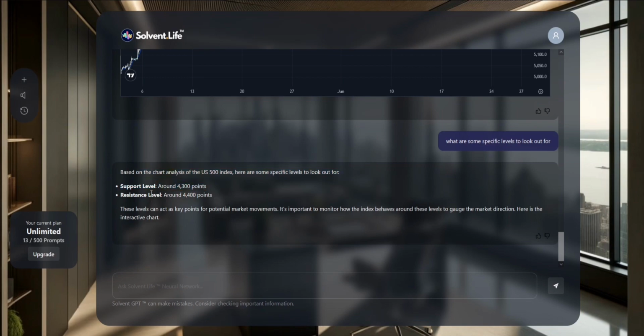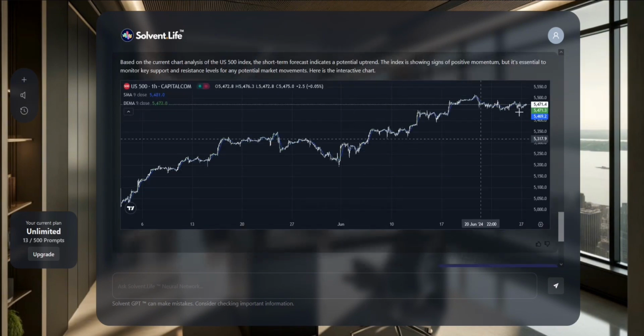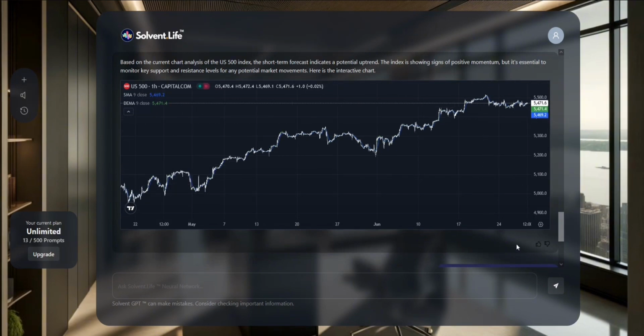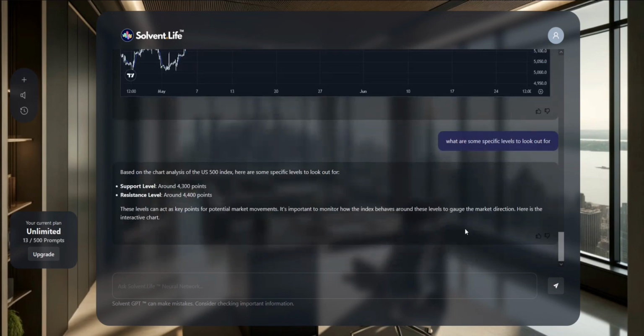So you can say that the support level is around 4,300 points, and the resistance level is around 4,400. Currently we're sitting at 5471. However, it's dictated a positive output. So what we're going to do is leave it here for now.